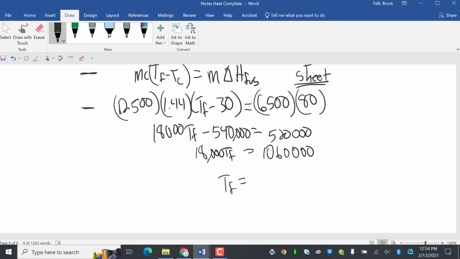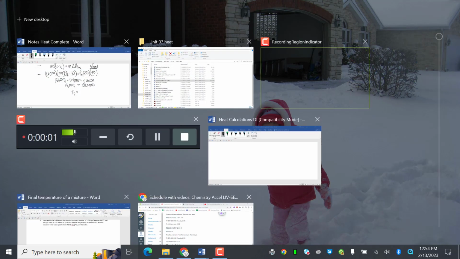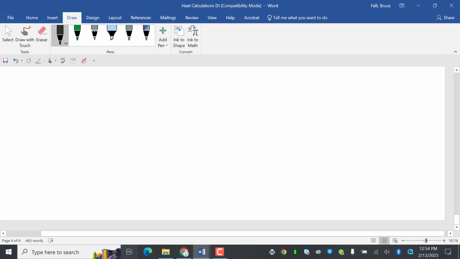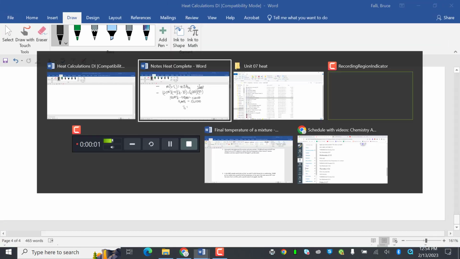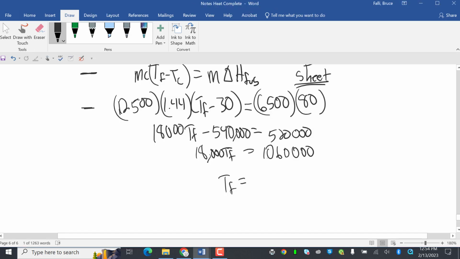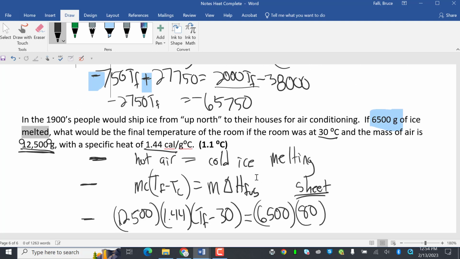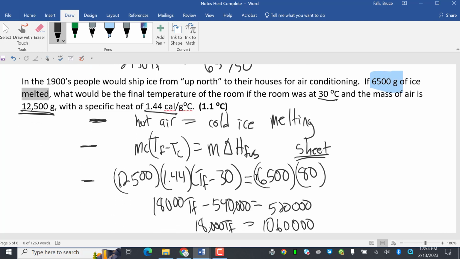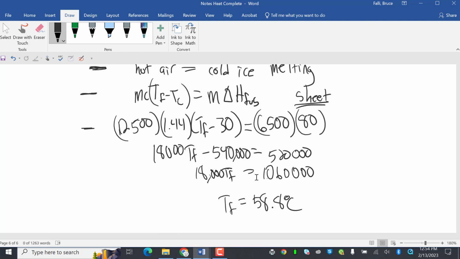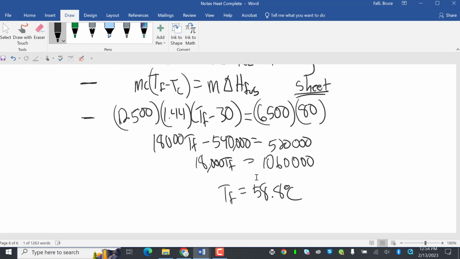And I get T sub F equals 58.8 degrees Celsius, which does not sound good. I started at 30 and it got warmer, and that's not good. I know what I forgot to do. I forgot to distribute my negative sign. There's my negative sign. There's my positive sign.